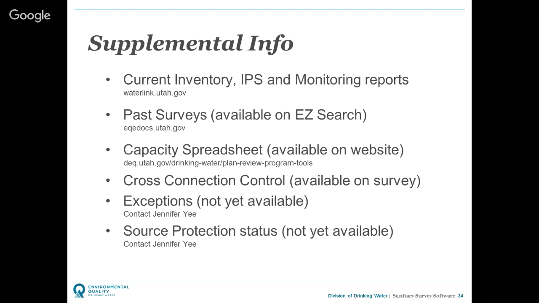So we'll go over that. The cross connection control, we already talked about. Those are available on the survey, at least those two questions. And then soon, hopefully, exceptions and source protection status will be available as well. If you need them sooner than later, before that is available, then contact Jennifer and she can get them to you. I have an idea of how we might be able to do this and get them all out to you in bulk. So stay tuned.